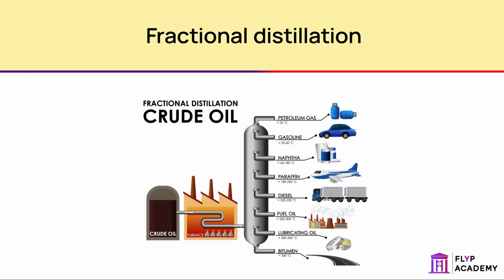Crude oil contains several components. Petroleum gas boils at the lowest temperature. That is followed by gasoline, just above room temperature, then by paraffin and fuel oil. These components are called petrochemicals. Bitumen is also separated from crude oil. That is at room temperature and used in road constructions.